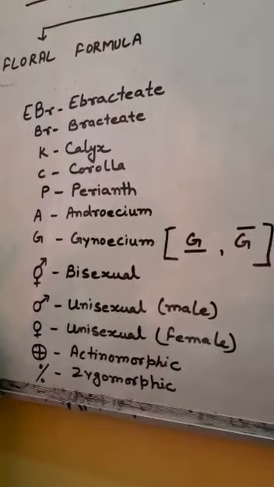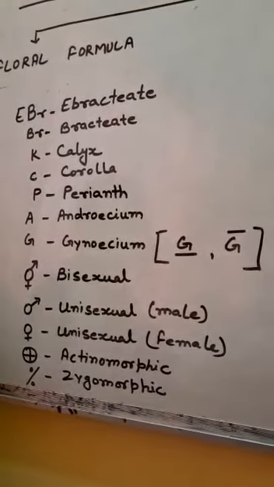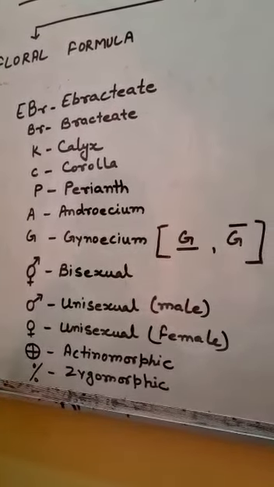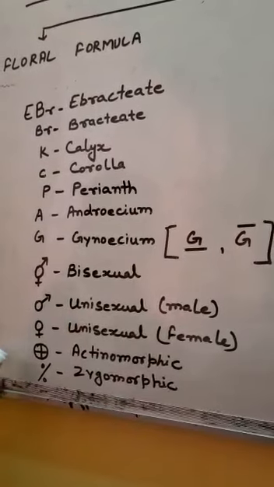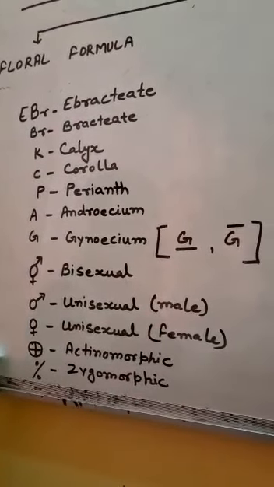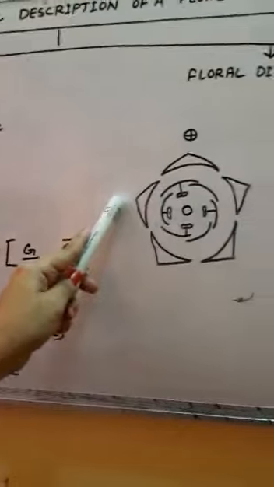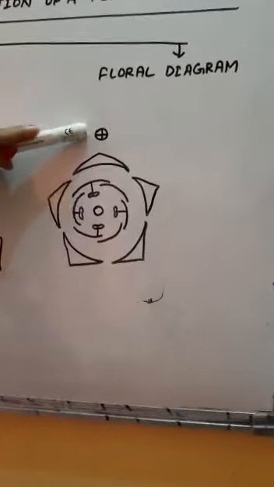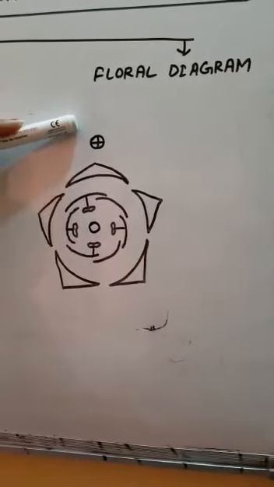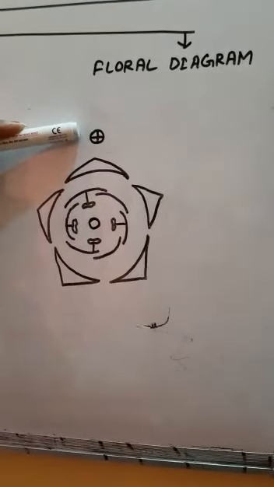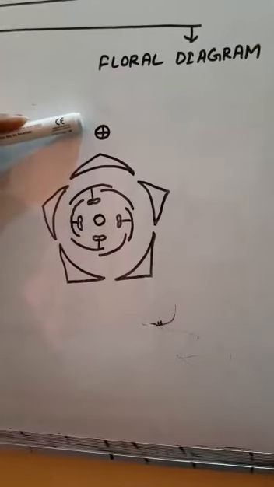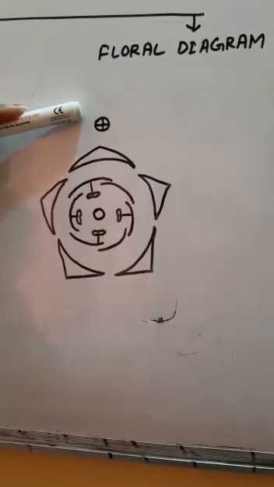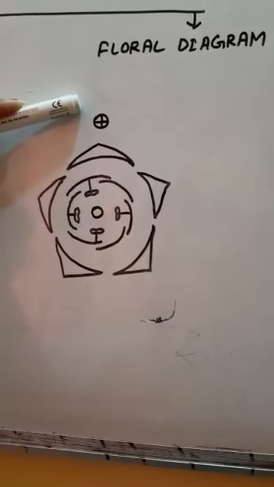Two important parameters are estivation and placentation. These cannot be explained through the floral formula. Floral formula cannot explain estivation and placentation. It can be denoted with the help of a floral diagram. In a floral diagram, the mother axis is denoted by a dot sign or a circle within a plus sign. So here is the mother axis. It means it is the posterior side of the flower.